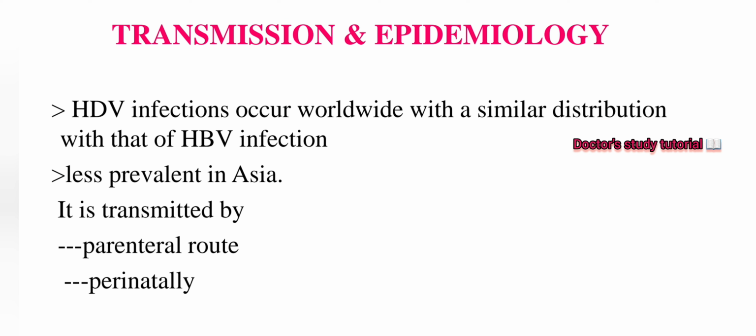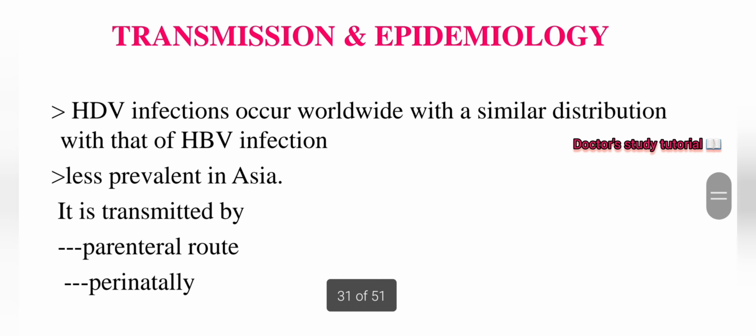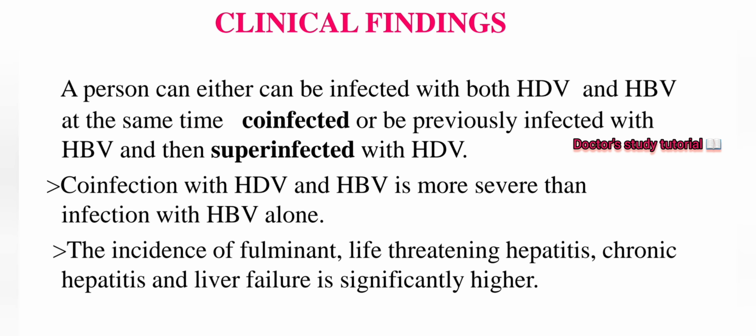Then an important topic is transmission and epidemiology. Hepatitis D virus infections occur worldwide with a distribution similar to that of hepatitis B infection, less prevalent in Asia. It is transmitted by the parenteral route and perinatally.